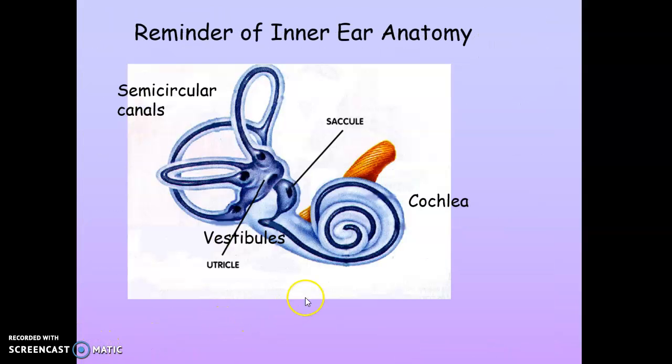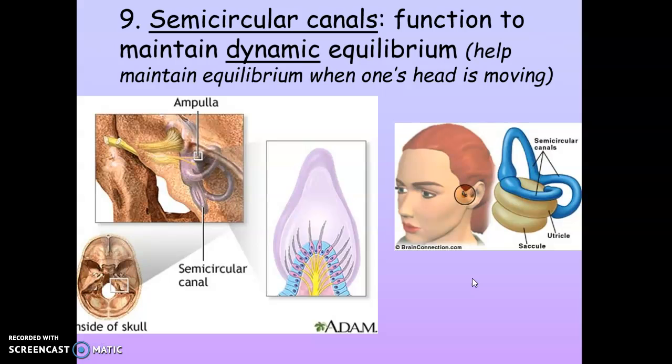So far, I've only been talking about this part of the inner ear, the cochlea, the hearing part of our ear. So let's move on and find out what the function of the semicircular canals are and the vestibules. We'll start with the semicircular canals. The semicircular canals are responsible for maintaining dynamic equilibrium, so helping you to maintain your equilibrium and balance as your head is moving.